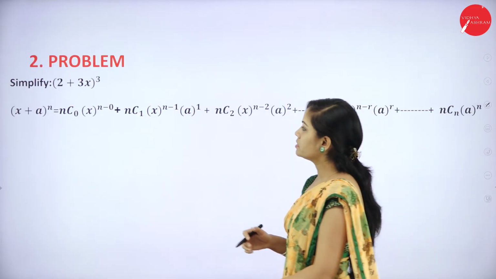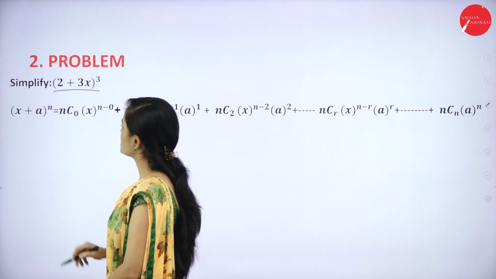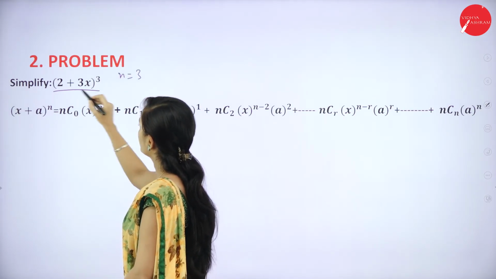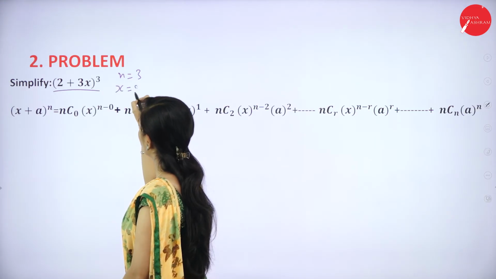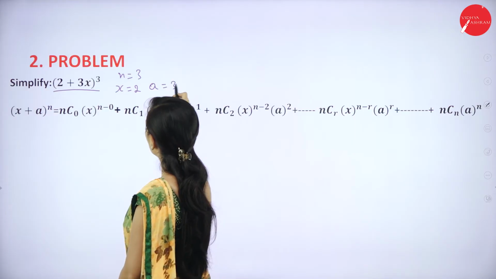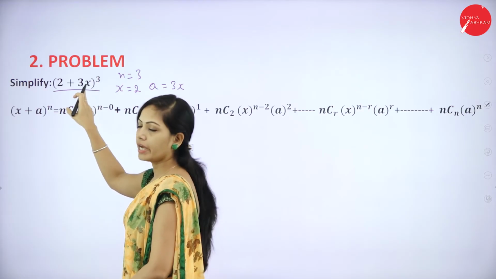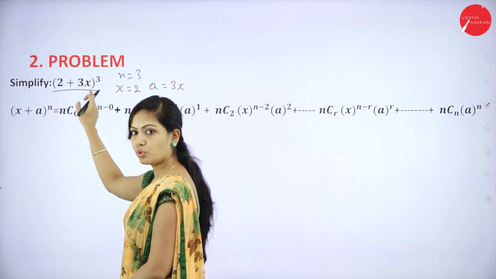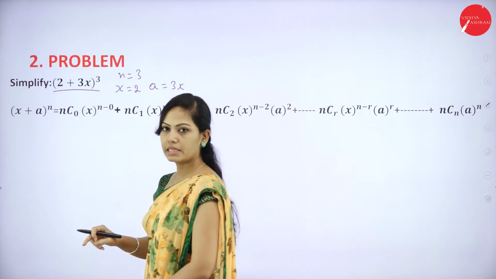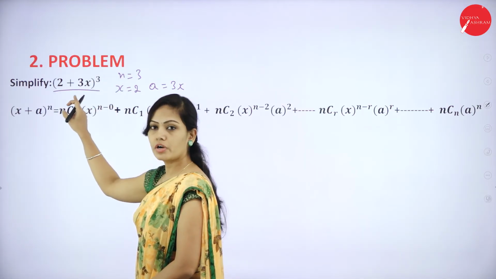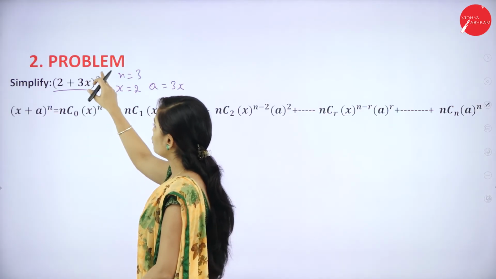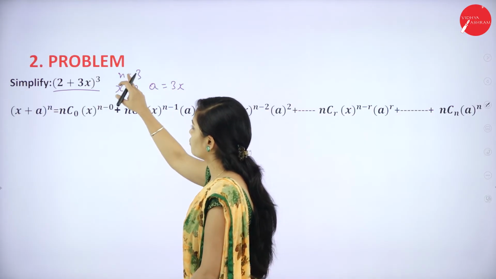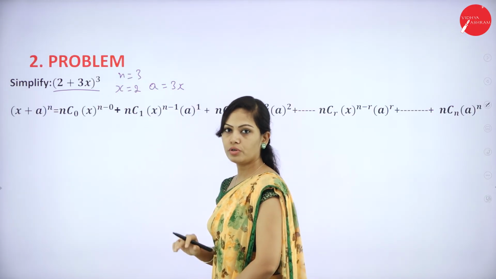And the next problem is the second one, (2 plus 3x) power 3. So, here n value is equal to 3, x value is equal to 2, and a value is equal to 3x. Here we have 3x and 2. This is one term and this is one term. We have two terms and power value is 3. If it is two terms, what is it? It is binomial. Power value is 3, so totally you will get 4 terms. If your power value is 3, you will get 4 terms.